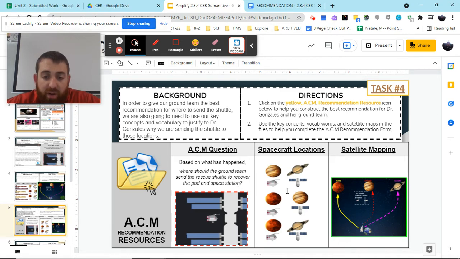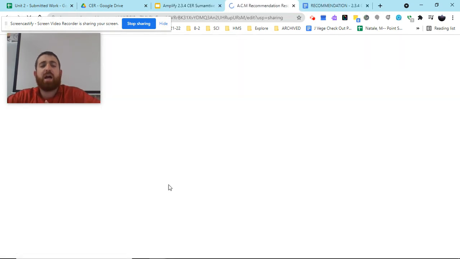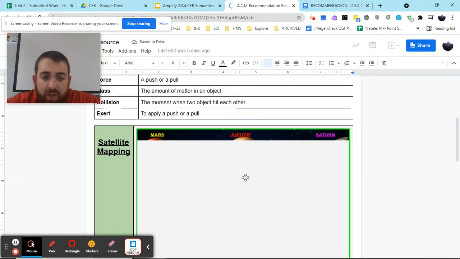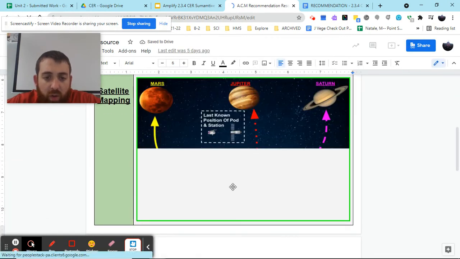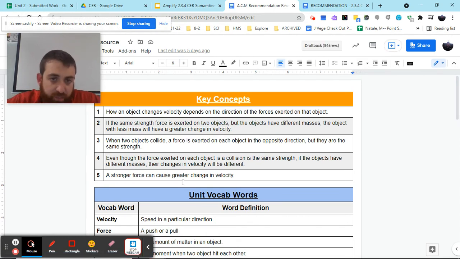Now, we have our different locations, and hopefully the map gives us some insight, but we also have a few more resources that are going to help us out. So when you click on this, you're going to see there's a document that you're going to need with our key concepts and our vocab words, and there's our map a little bit blown up some more so you can see it better. All of these resources help you complete the CER recommendation.